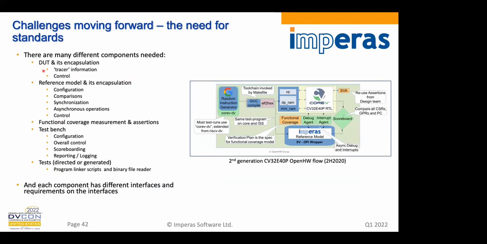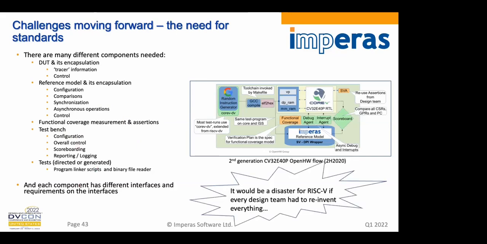Yep, there's the device under test and its encapsulation, and the tracer information to control the device under test. Then yes, there's the reference model and the configuration of that and all the other things with comparison and synchronization for synchronous and asynchronous operations. And then there's the functional coverage that you need to put in there. Then there's the test bench to control everything, and then there's the test. And each component actually has different interfaces and requirements on the interfaces.